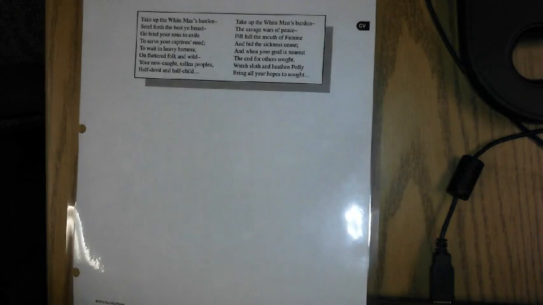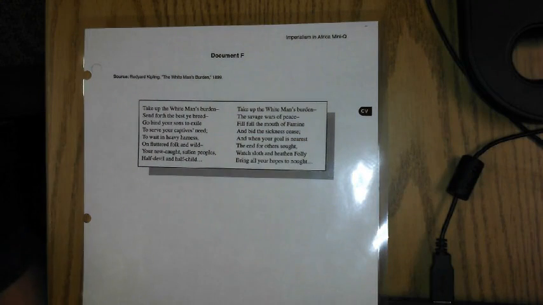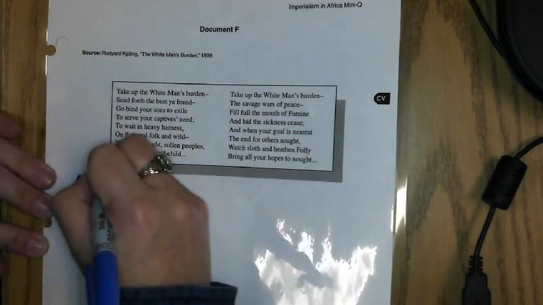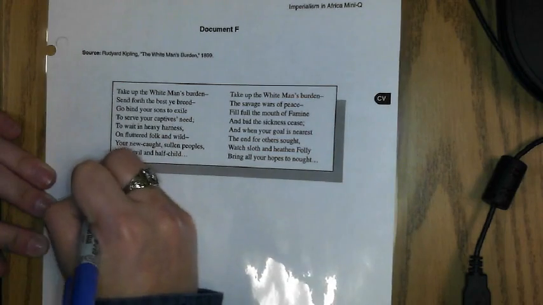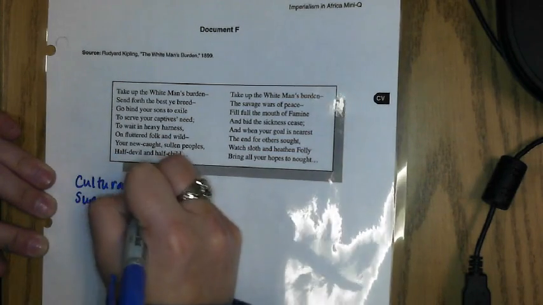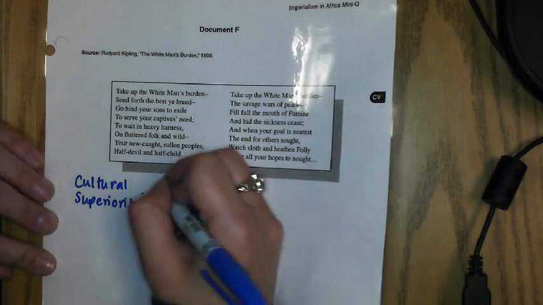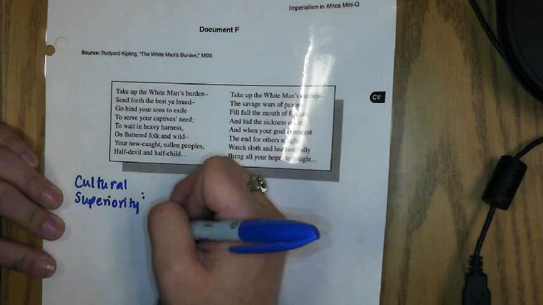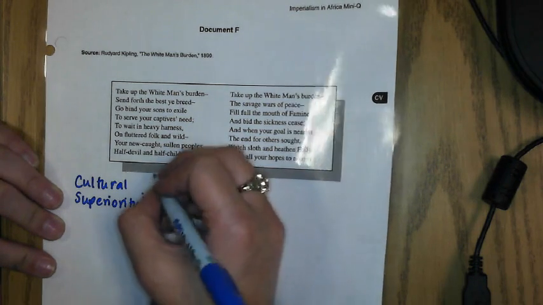And finally, one of the most important documents is Document F. Document F is looking at the white man's burden. It's kind of a complicated piece because it is a little bit more challenging to look through, because it is just very wordy, and some of the vocabulary we aren't really used to. The white man's burden really is talking about cultural superiority. Okay, because in the white man's burden, it's talking about white men's responsibility to kind of bring up Africa from their more barbaric state.